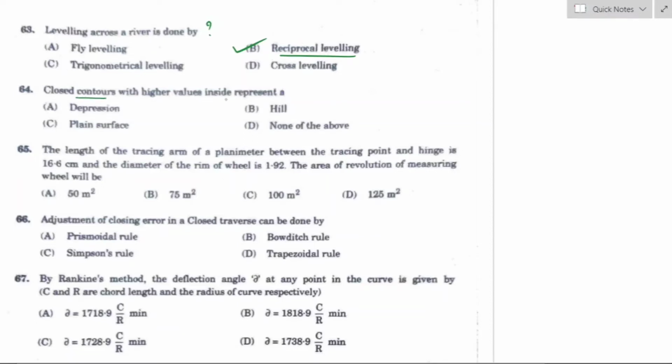Question number 64. Closed contours with higher value inside represents hill. Option B is the right answer.